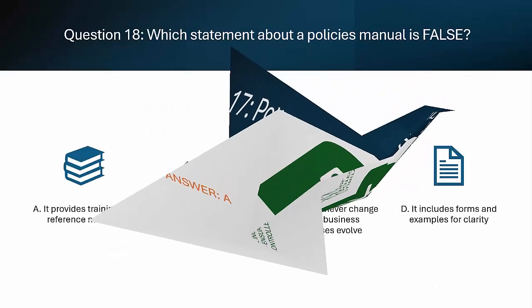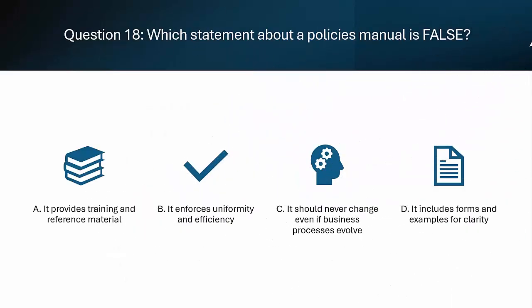Question 18. What is false about a policies and procedures manual? Which statement about a policies and procedures manual is false? A. It provides training and reference material for how tasks should be performed. B. It helps enforce a uniform approach and can improve efficiency. C. Once written, it should remain unchanged even if business processes evolve. D. It often includes examples or forms to illustrate how to carry out certain processes.